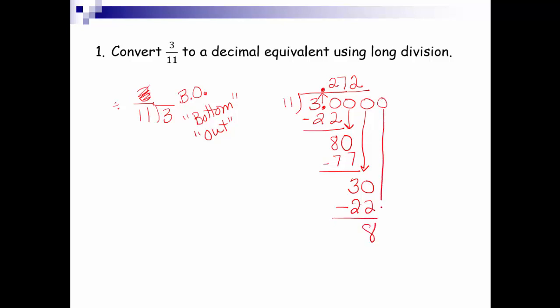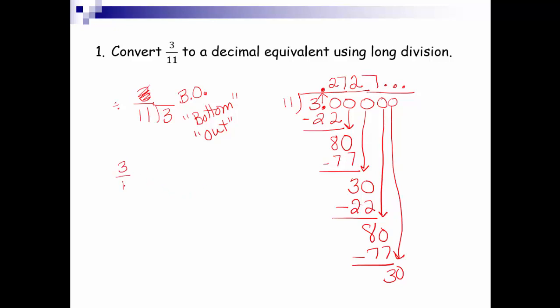Okay, we need to bring down a 0. How many times does 11 go into 80? 7 times. 7 times 11 is 77. 80 minus 77 is 3. Oh no, what will we continue needing to do? Oh goodness, this must be a repeating decimal.